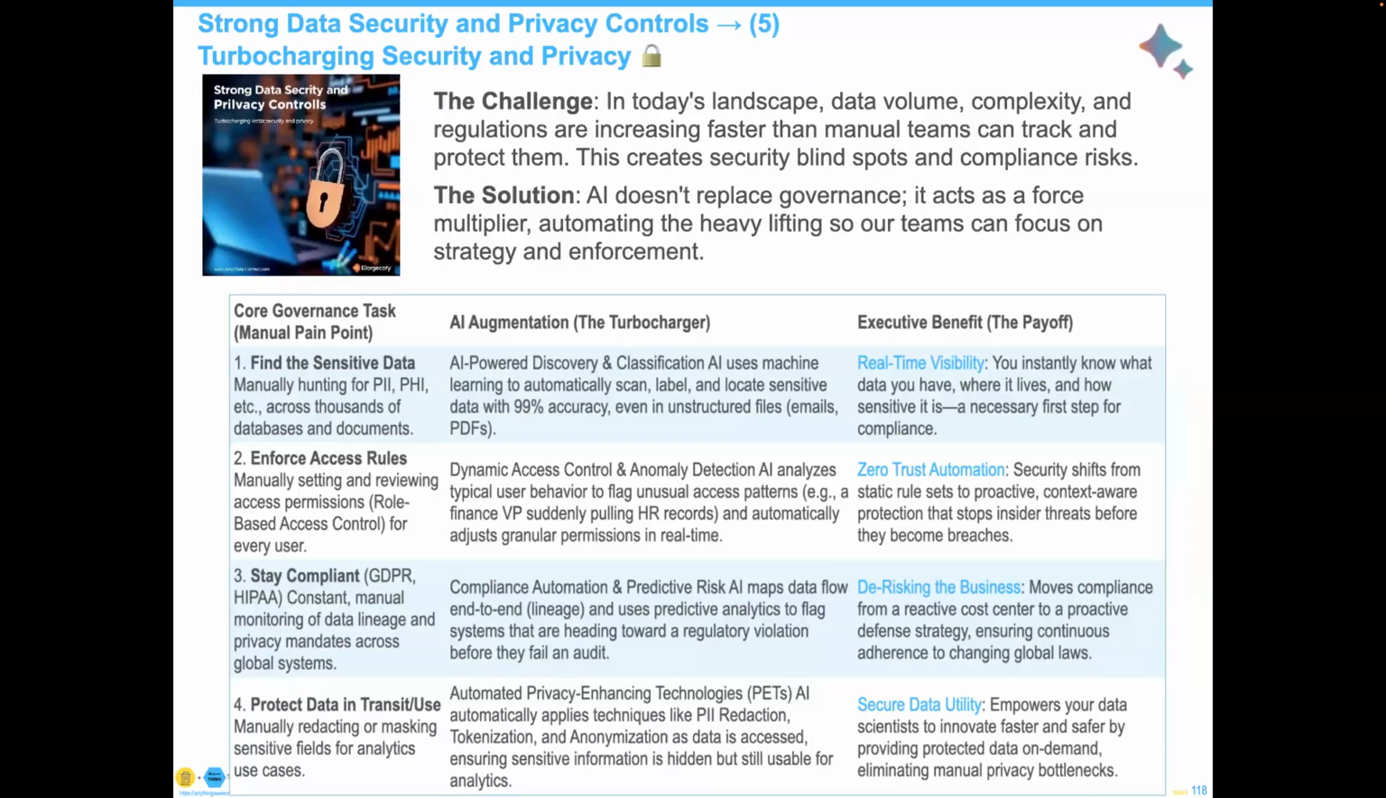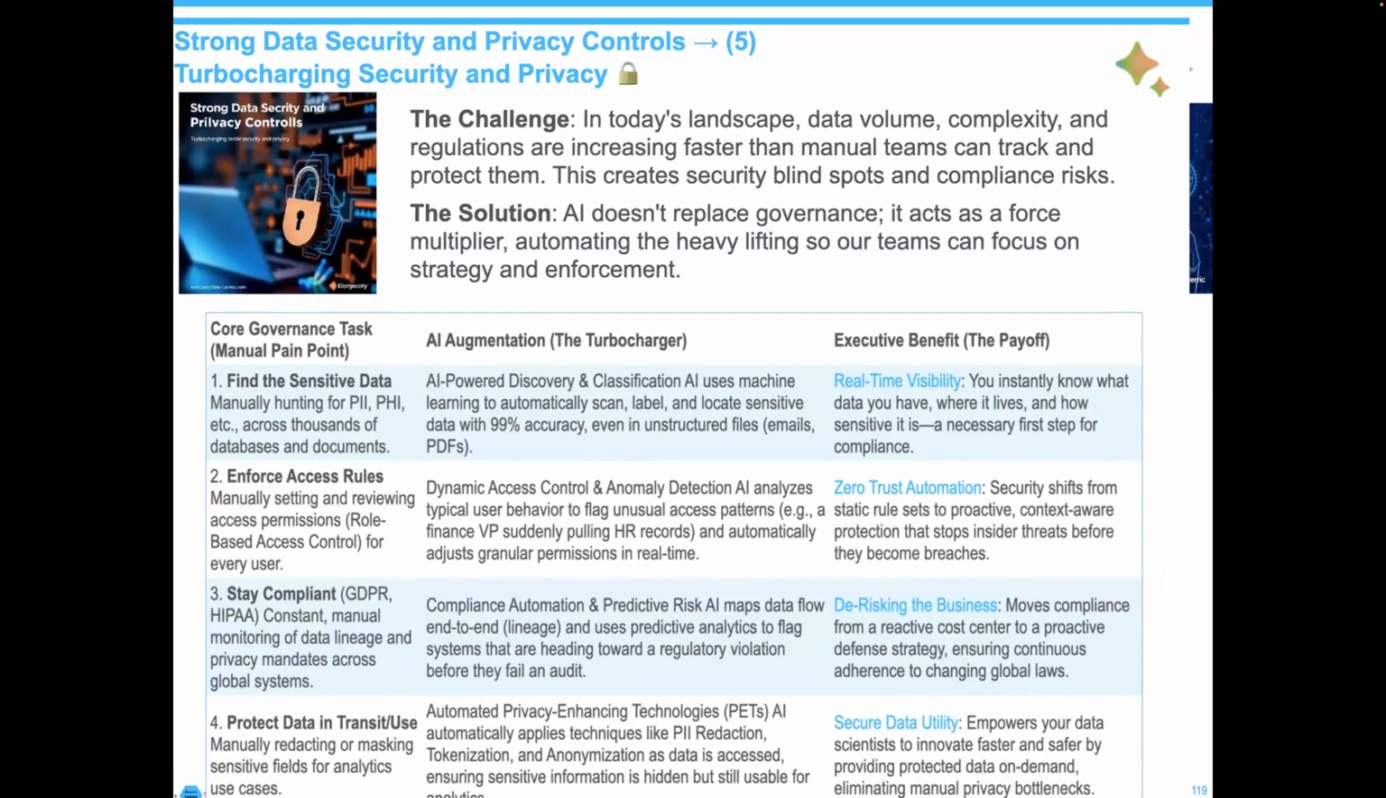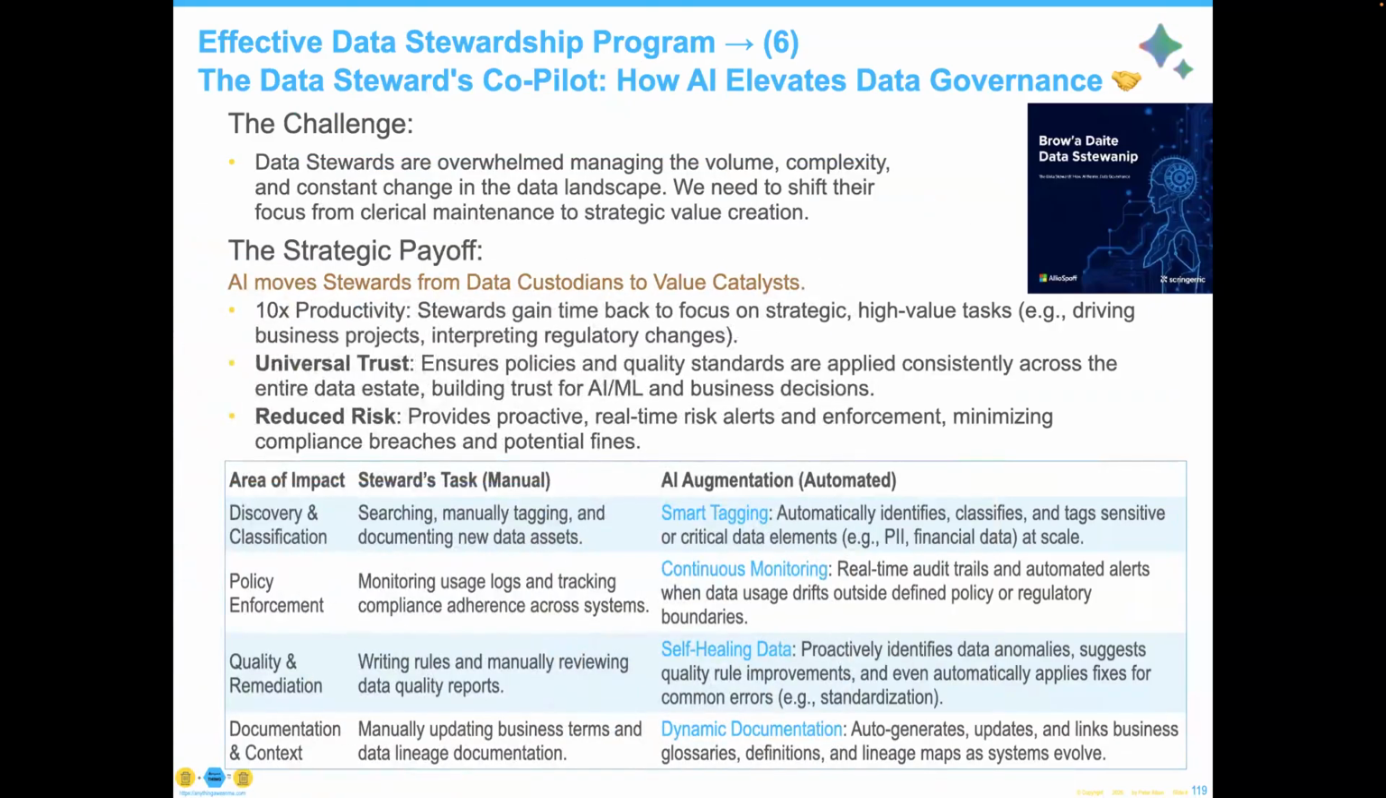Number 5, strong data security. Now, I know that not all CDOs or data governance efforts are focused on security, but again, finding the sensitive data, enforcing the access rules, staying compliant, and protecting data that's in use or in transit are 4 key areas that you certainly can be looking towards. Again, it gives you real-time visibility, gives the opportunity to implement zero trust automation, de-risk the business, and secure data utilities around this. Again, I hope you're getting this. There's some things that it'll do, but they're going to help you do what you're trying to do better. It's not going to do any of this stuff for you until you create something that is useful for your organization.